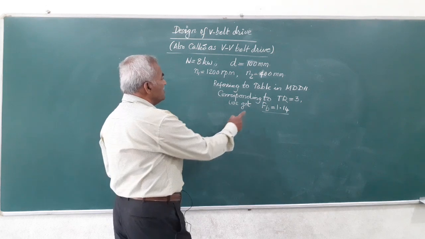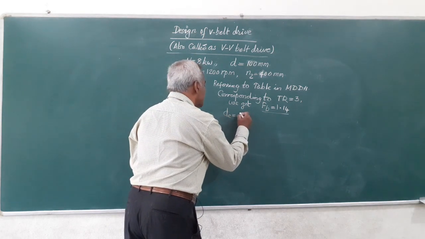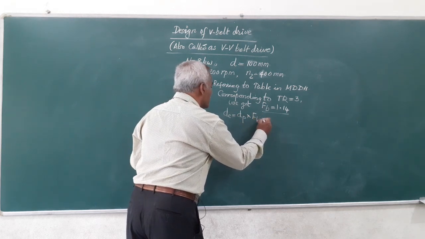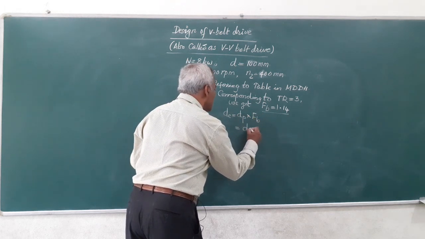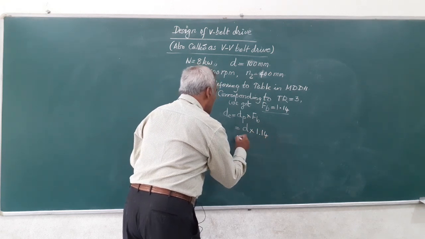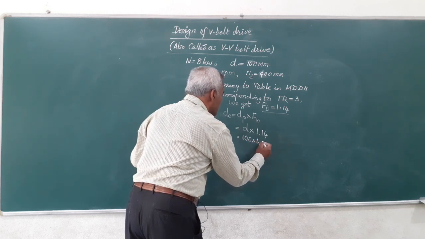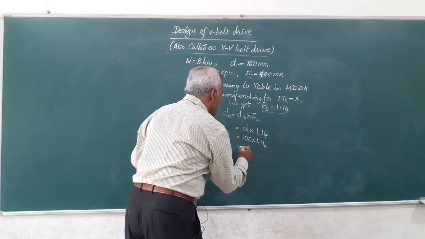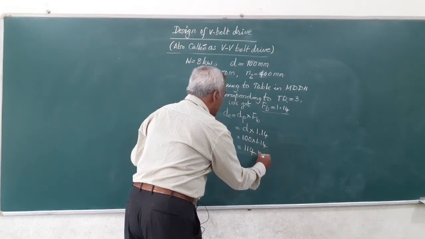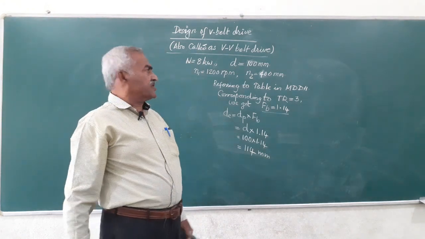Friends, we know this FB, so we will be able to find out what is DE. DE is equal to DP into FB. So, DP is D, small d, multiplied by FB is 1.14, and that is 100 multiplied by 1.14. Say you are getting 114 millimeter, it is a dimension. So, friends, we have got the equivalent pitch diameter.